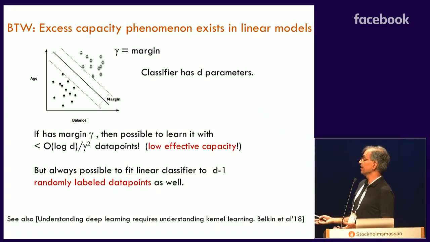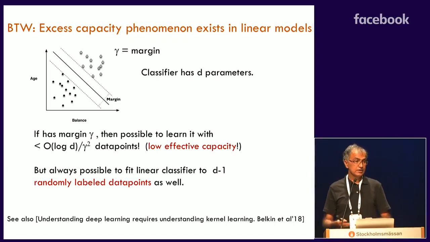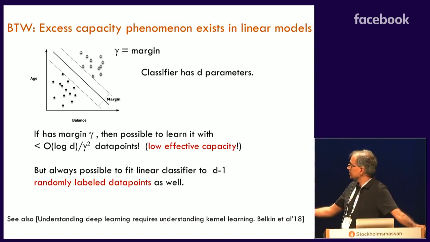But of course, for a linear classifier, you give me d minus 1 randomly labeled data points, and I can still fit a linear classifier there in d dimensions. That's just because the dimension is so high. So it's the same phenomenon that's known for linear models. That's why there was this paper, which has some deeper observations: Understanding deep learning requires understanding kernel learning. It was just a tongue-in-cheek title, I believe.